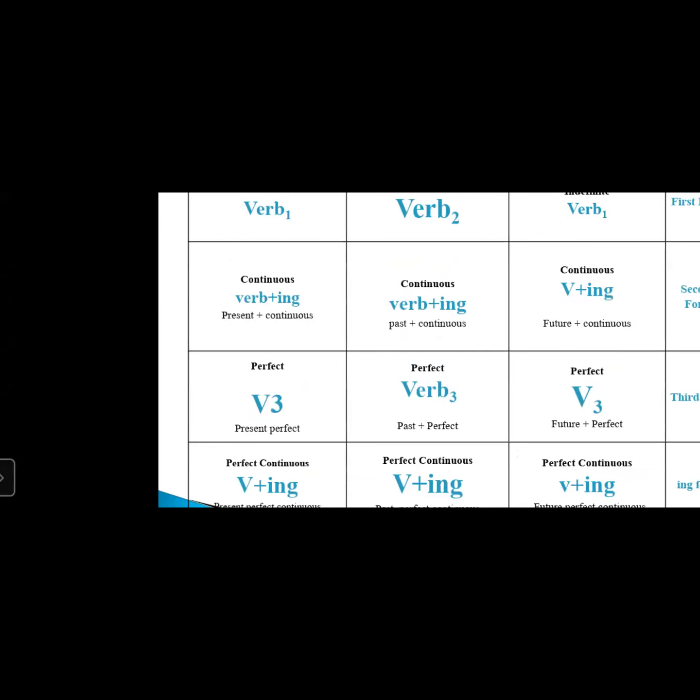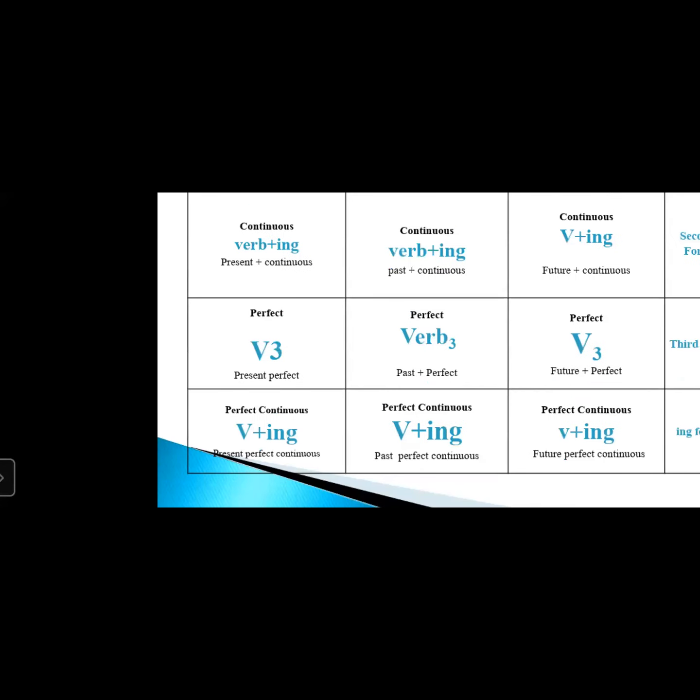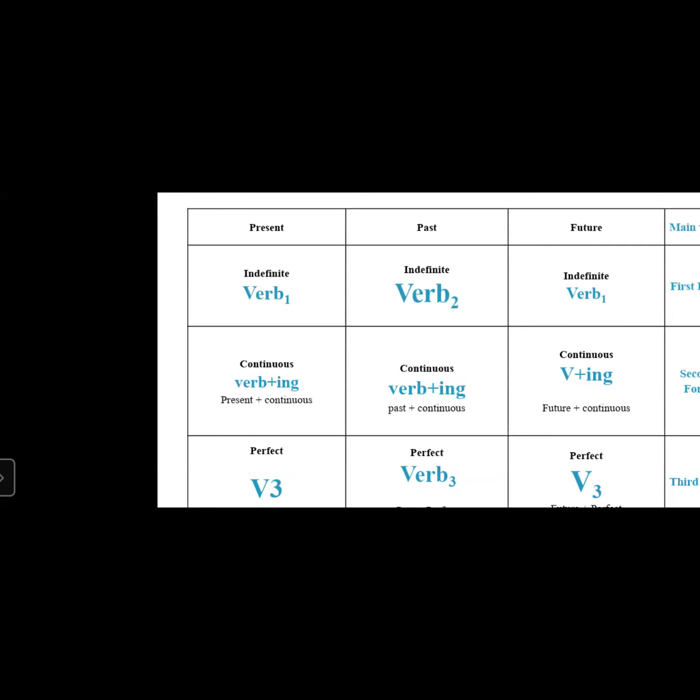So verb ing always introduces continuous tense. Verb 3 always introduces perfect tense. Verb 2 always introduces past tense. And verb 1 always introduces indefinite tense. Which indefinite? Present and future.